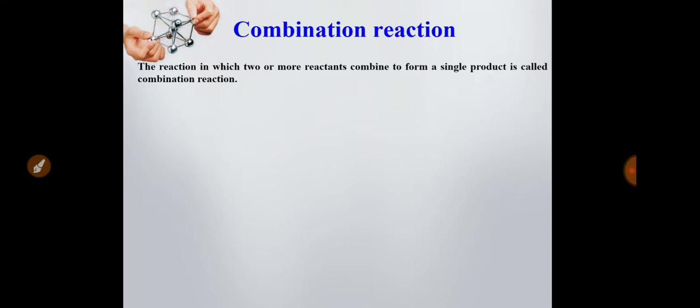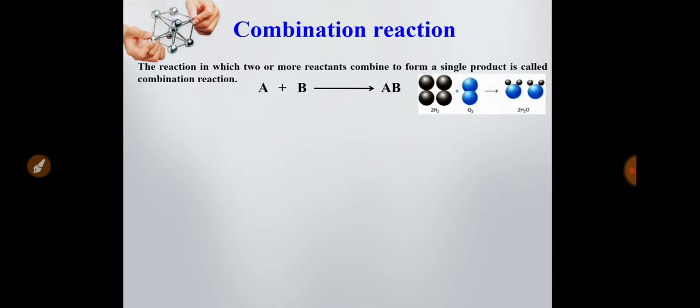And from the formula we can easily see that there are two reactants A and B. They react with each other to form a single compound, which is AB. In the picture you can see an example of formation of water molecule from hydrogen and oxygen. Here the black balls are hydrogen molecules, two hydrogen molecules are there, and one blue ball, that is an oxygen molecule, and these molecules combine to form two water molecules. So this type of reaction is called combination reaction.